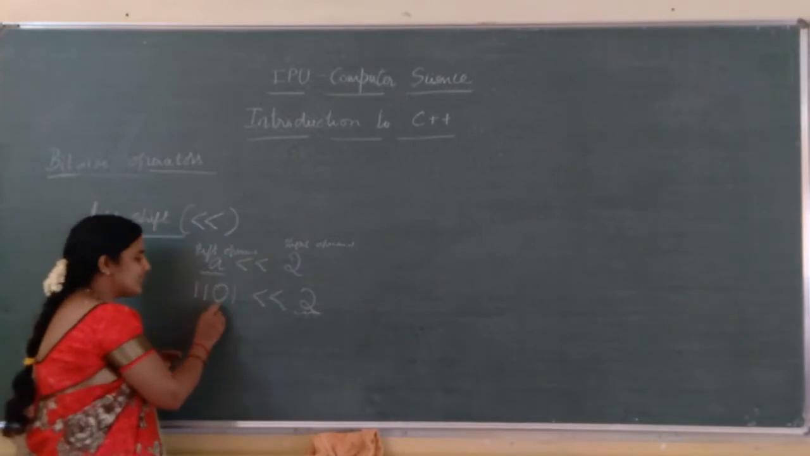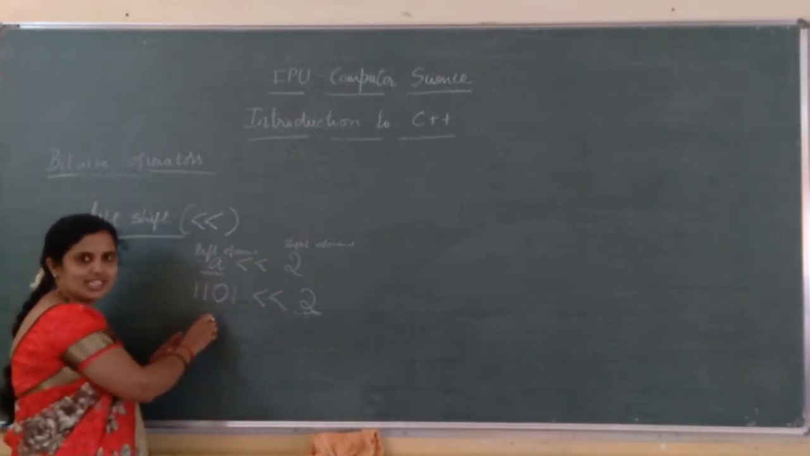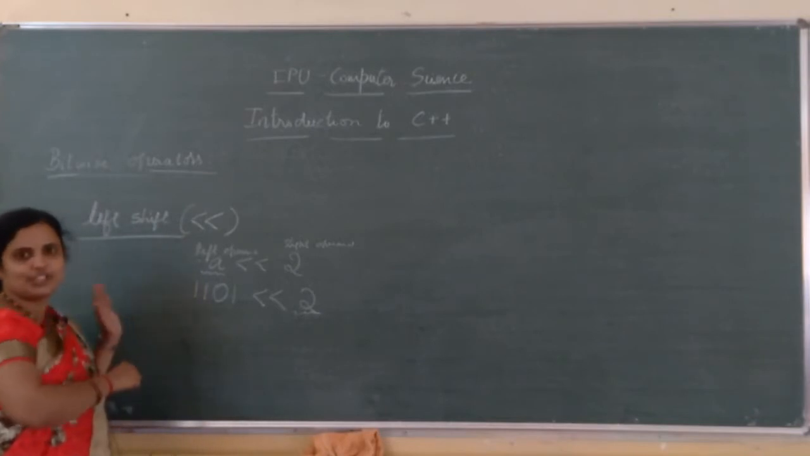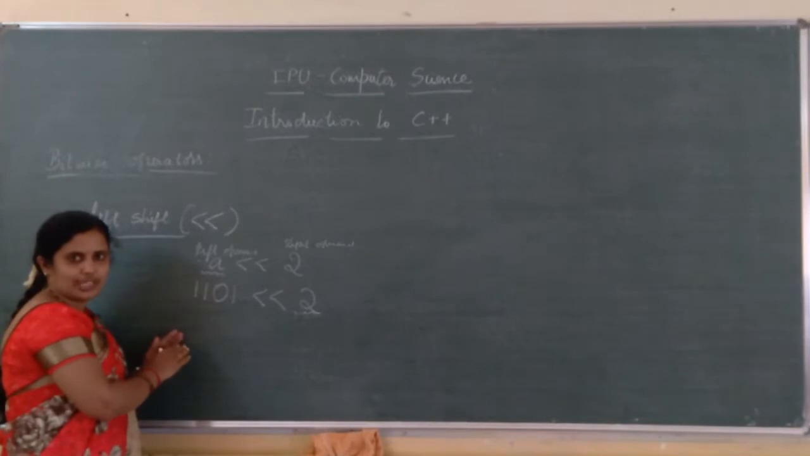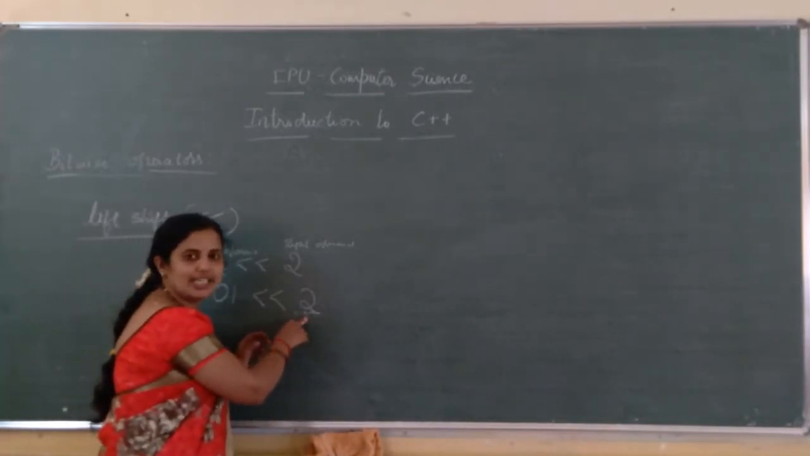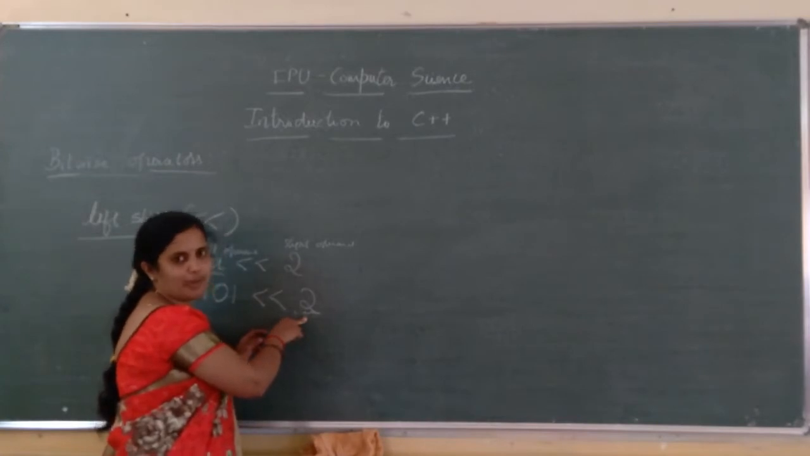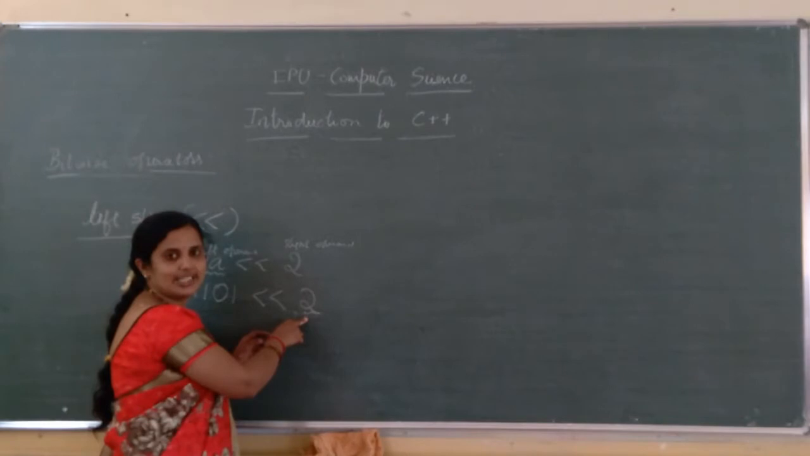So listen. It shifts the bits of the left operand to the left, left shift, so to the left, by the number of bits specified in the right operand.